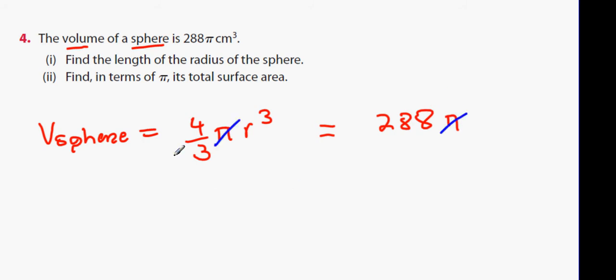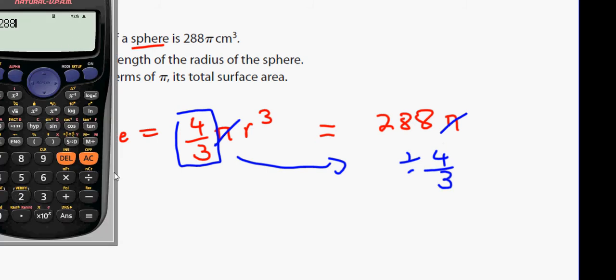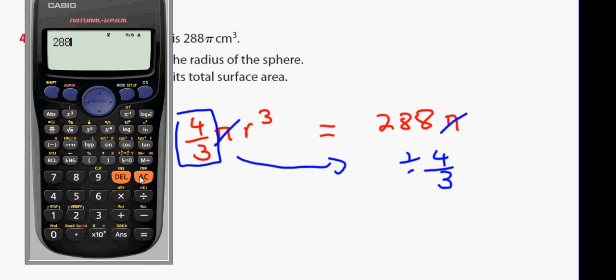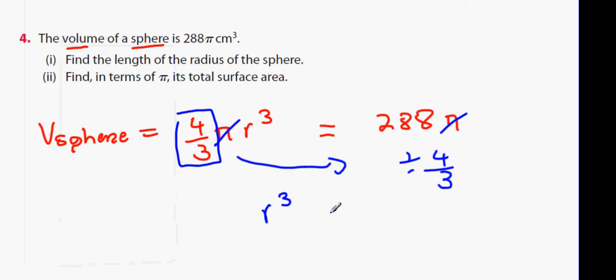The next step is to bring over the 4 over 3. It's multiplied by 4 over 3 on the left. When it goes over the other side, it means it's divided by 4 over 3. Get 288 and divide it by 4 over 3. 216. R cubed now equals 216.